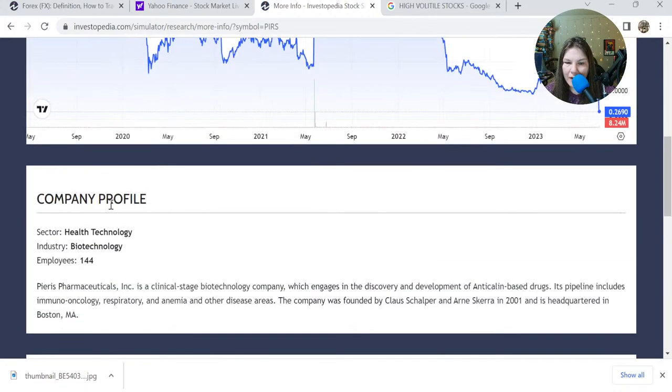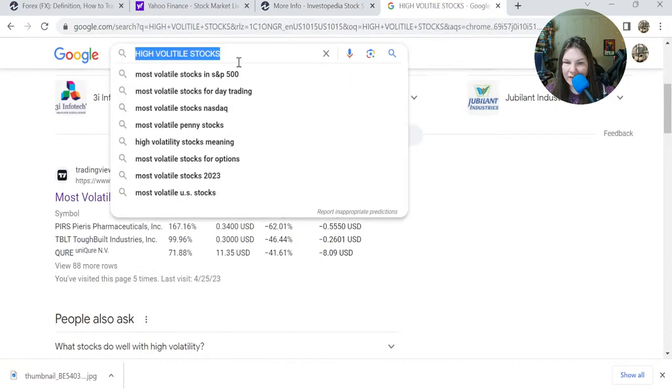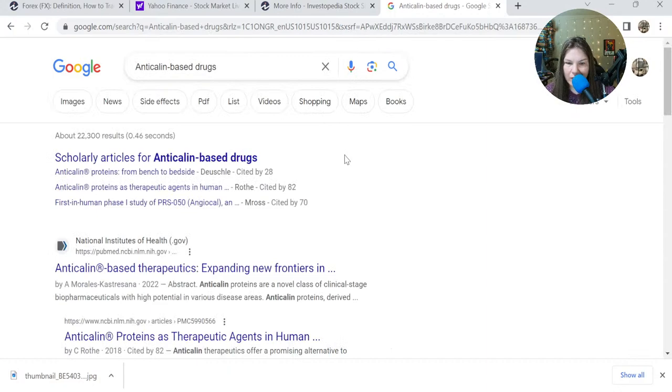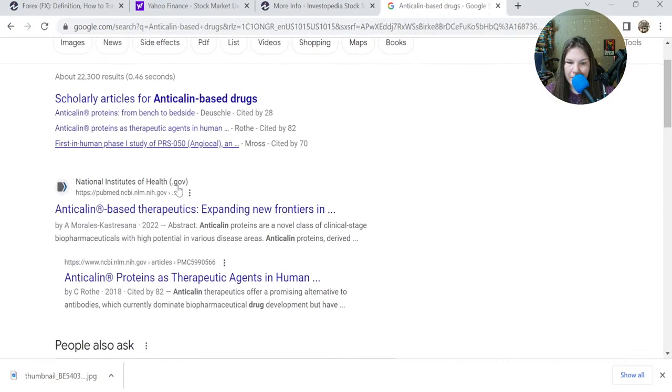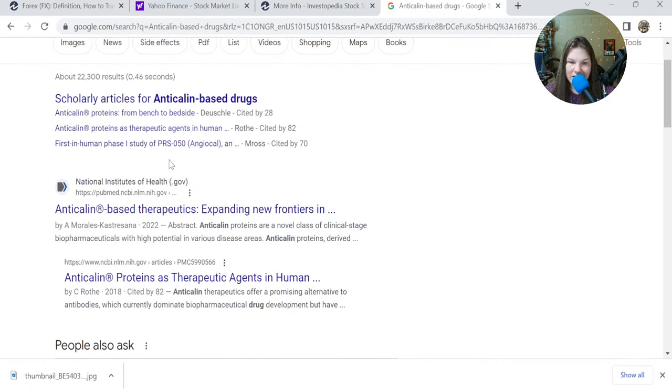Well, what happened? People don't have cancer no more? What's an anticalin-based drug? Do we not need these types of drugs anymore? They also do respiratory and immuno-oncology. Why don't we need them anymore? We have other companies like Coca-Cola that don't close, but companies that are pharmaceuticals that make cancer treatments, they close. So let's see what this is.